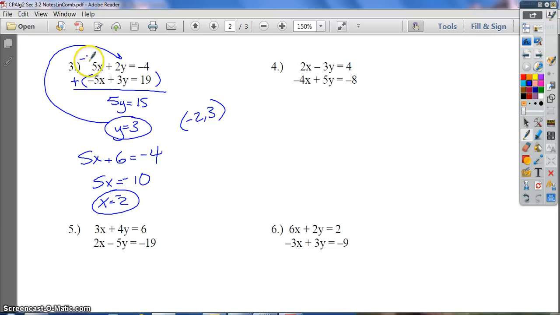Just quick, this will be negative 10 plus 6. Yeah, that's negative 4. This one will be positive 10 plus 9. Yeah, that's 19.